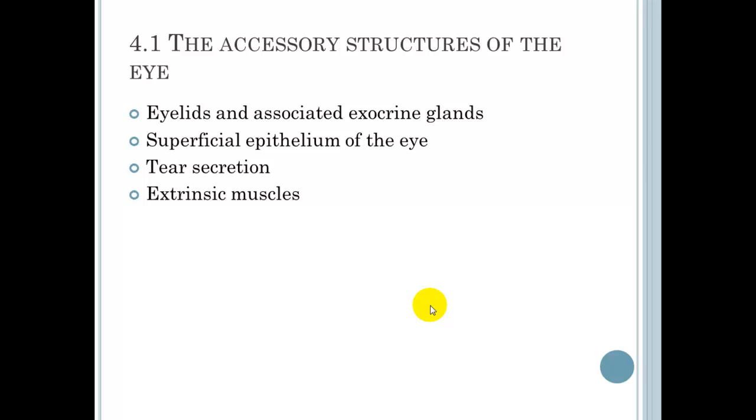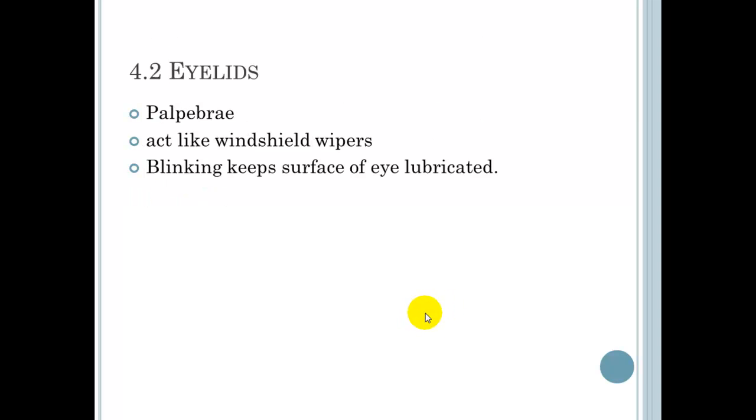4.1, the accessory structures of the eye. Eyelids and associated exocrine glands in this section. Superficial epithelium of the eye, tear secretion, and extrinsic muscles. 4.2, the eyelid, palpebra, they act like windshield wipers. Blinking keeps the surface of the eye lubricated.